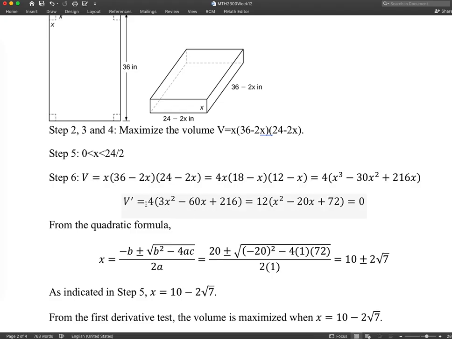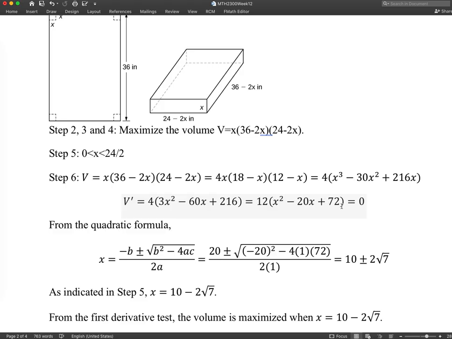First, 4. This is carried from the first round of the function. 36 and a 2, there's a common factor 2 there. 24 and a 2, I can take out another 2 as a common factor. So there's a 4. And then from the calculation of the derivative, inside those 3 terms, I'm seeing 3 as a common factor. So you take out the 3 as a common factor, which makes 4 and 3 together 12, times x squared minus 20x plus 72.